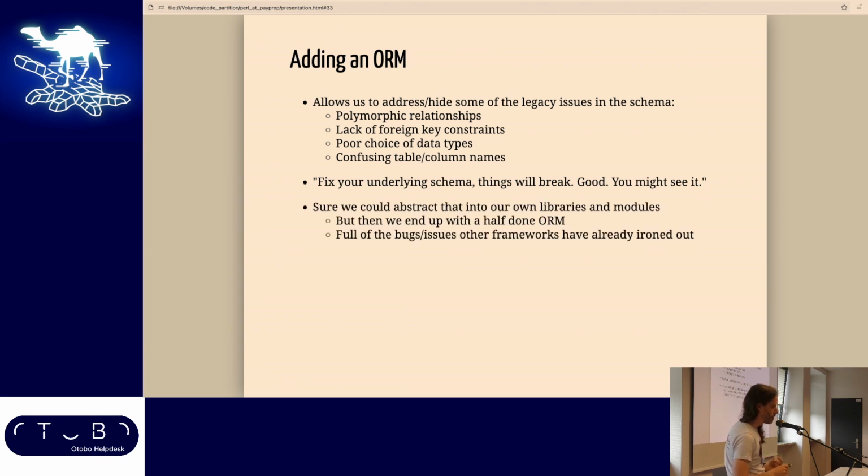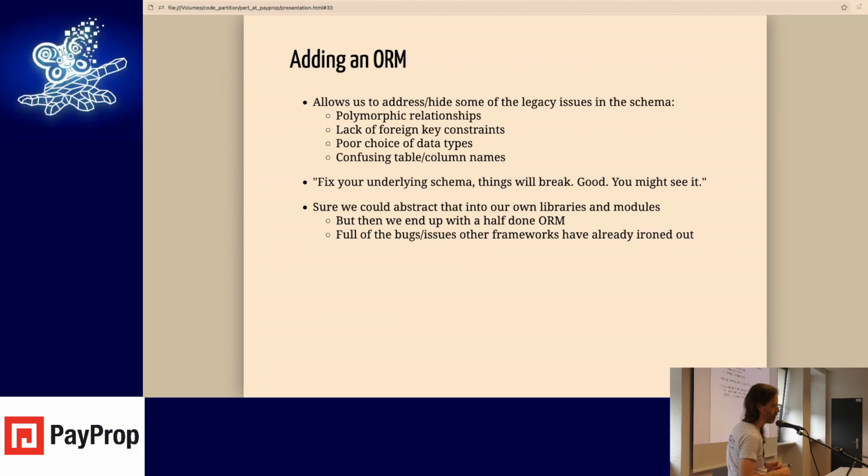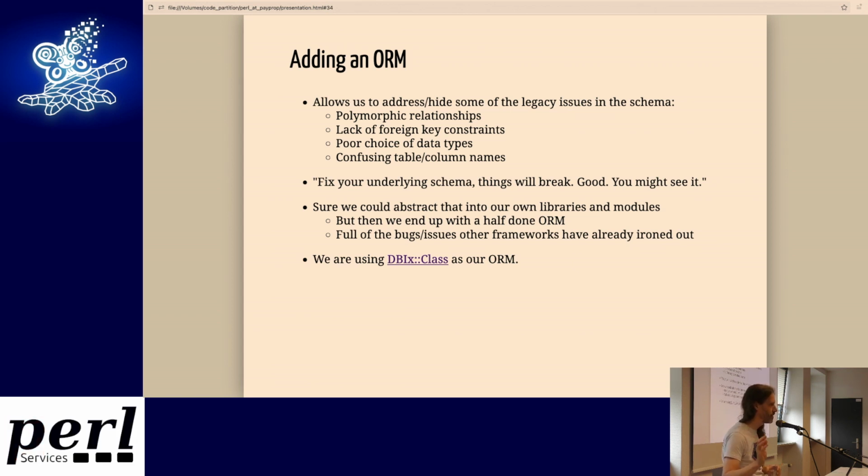And yeah, we could write our own ORM, abstract that into our own logic, but we'd have a half-done ORM. So why do that? Somebody has spent the time to write one that's been battle tested, and most of the bugs have been ironed out. So we use that one, which is DBIx::Class. And as I said, it's not dogmatic about its use, so we can drop down to vanilla SQL if we need to.